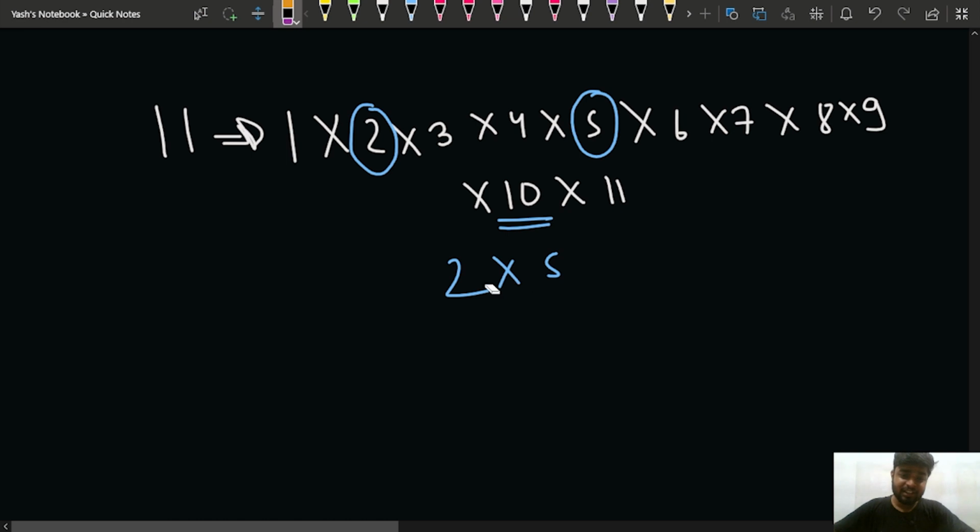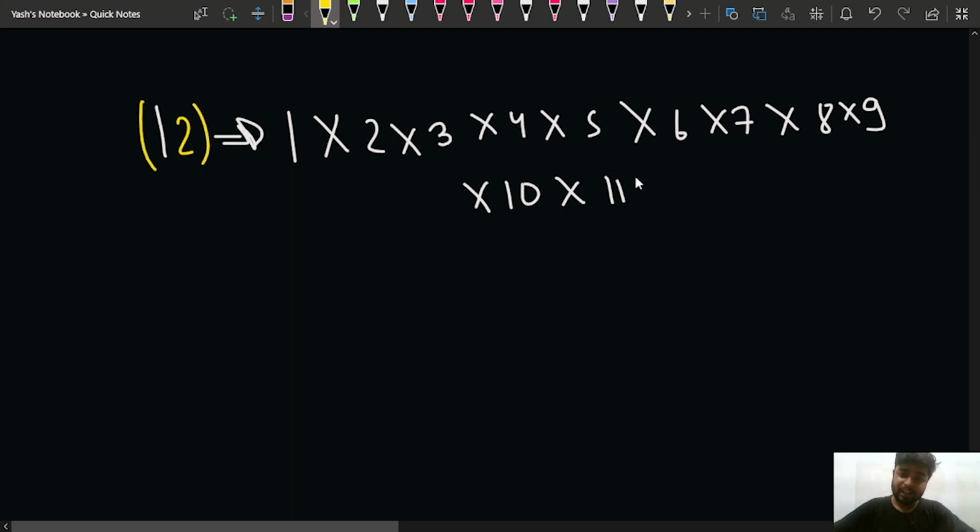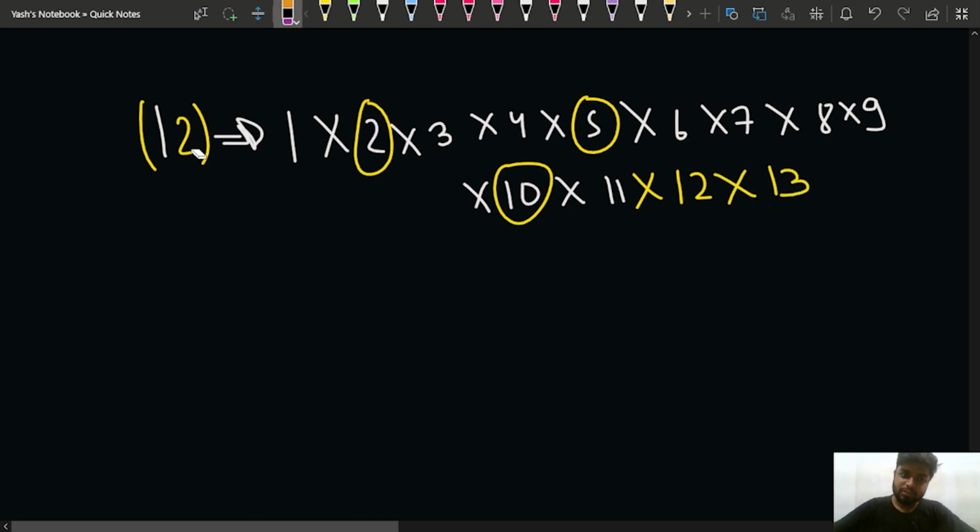Now suppose instead of 11 the number was 12. If I wanted to find 12 factorial, I'll have to multiply 12 as well. Still you can see the number of pairs remains the same, because of this 2 and this 5, and this 2 and this 5, correct? After this, if I had to find 13 factorial, it will still have two trailing zeros, because I have only two pairs of 2 and 5, correct? If I have to find 14 factorial, it will still remain the same, okay? If I have to find 15 factorial, then what happens?